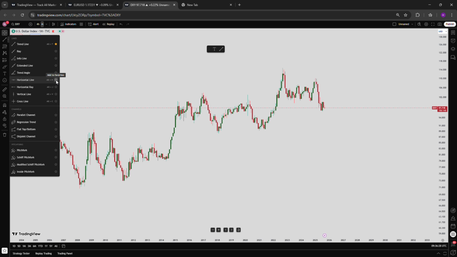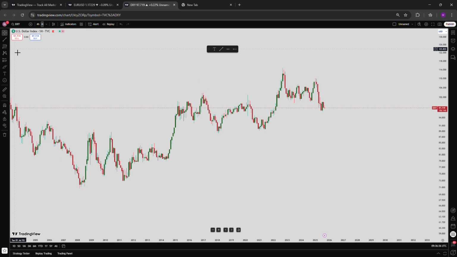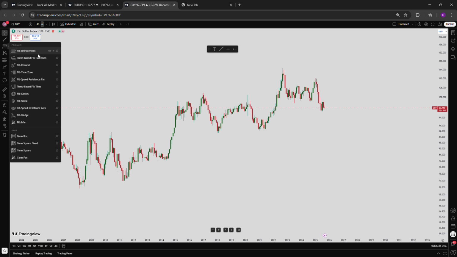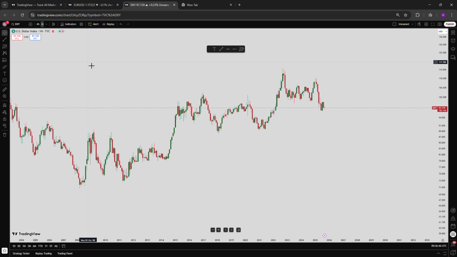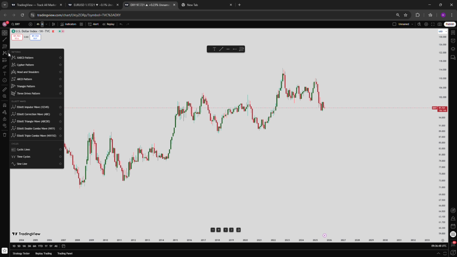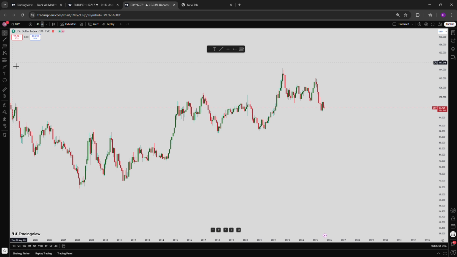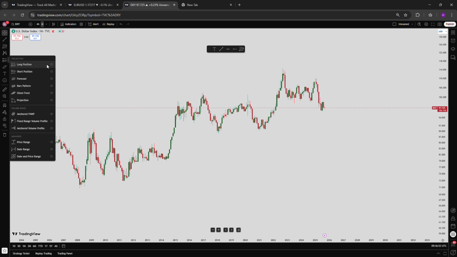Sometimes I make use of the horizontal line, right? Sometimes I make use of the horizontal ray, and that's basically all I make use of here. For the next, I make use of a Fibonacci tool. I make use of it a lot, a very powerful tool, and that's all I make use of here. I don't make use of anything here. Yes, I make use of the long position when I want to enter the market, and the sell position. Are we together? A long position means buy, a short position means sell, right?